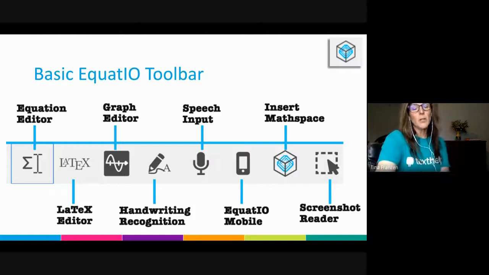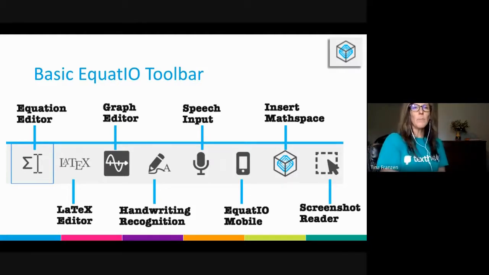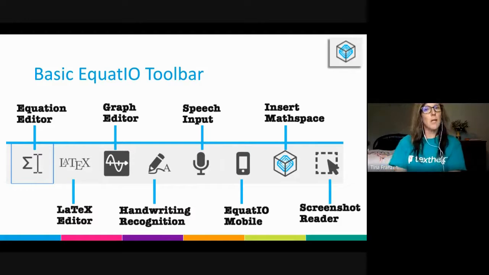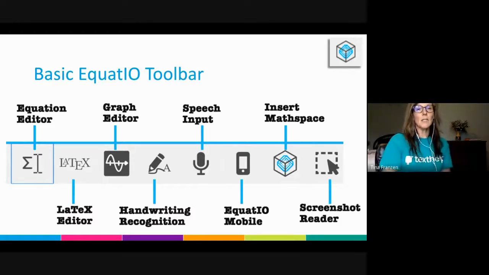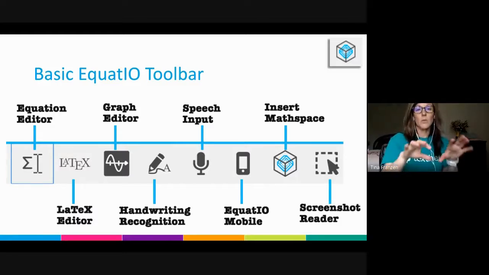When you get into your space, you'll see your basic EquatIO toolbar. And I call it basic, not just because the tools themselves are basic, but because this is actually what you'll find in a Google Doc, in a Google Slide, drawings, and PDFs and so on. So this is just across the board everywhere.